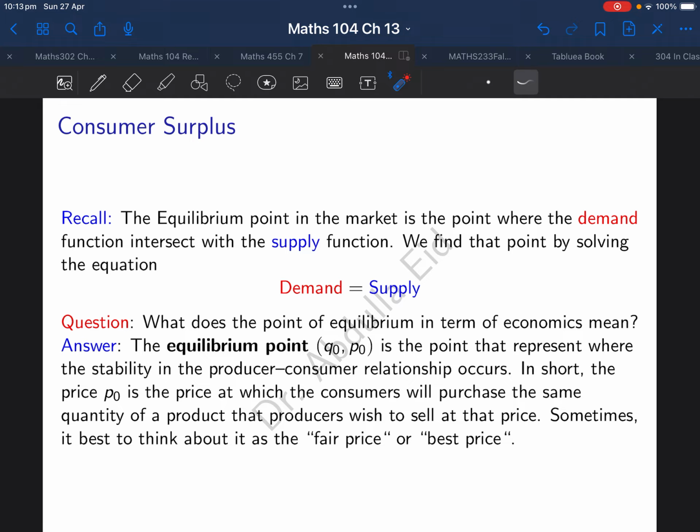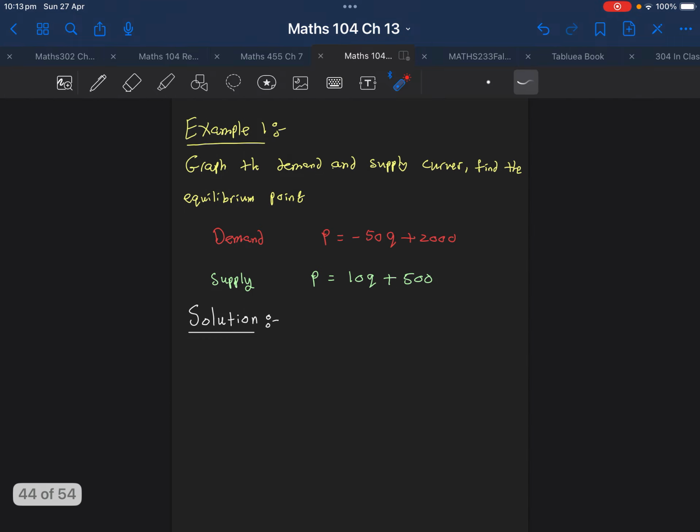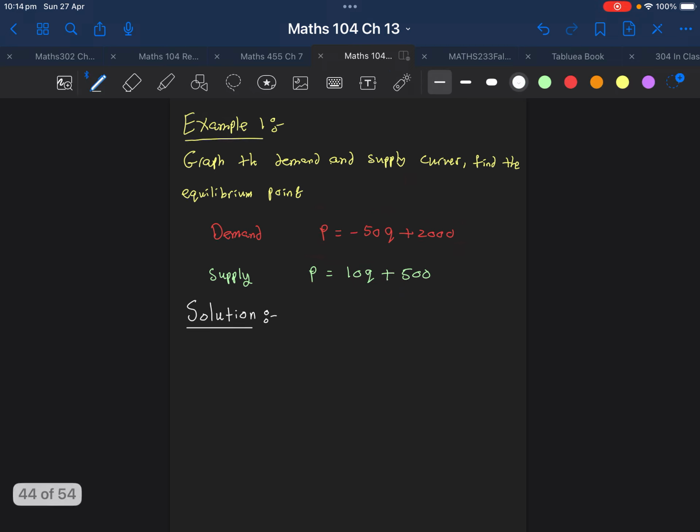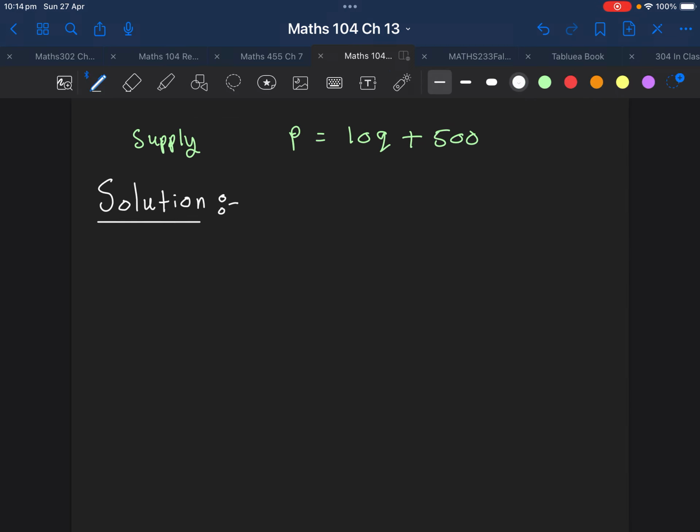Of course, you will have an example like this one. And the question is, we need to graph the demand and supply, and we find the equilibrium point. Remember how we graph this function? This will be just a line. And this one also a line. So as a first step, let me just go ahead and graph them.